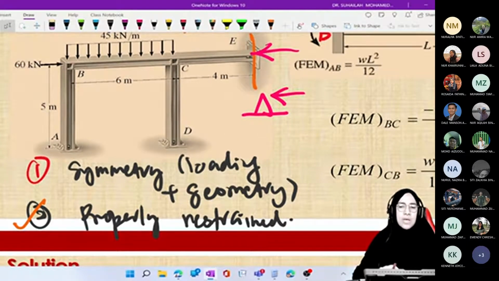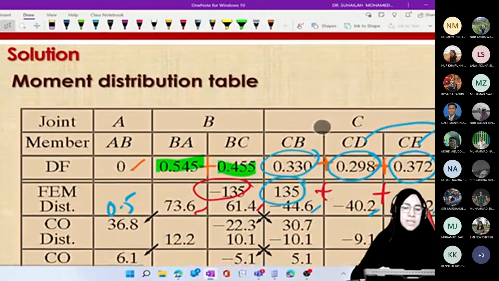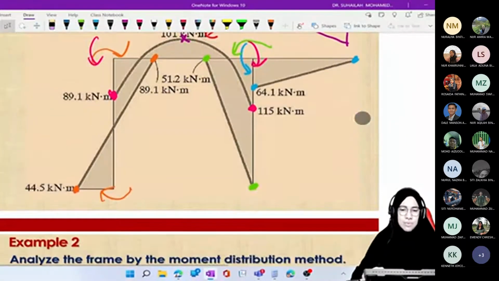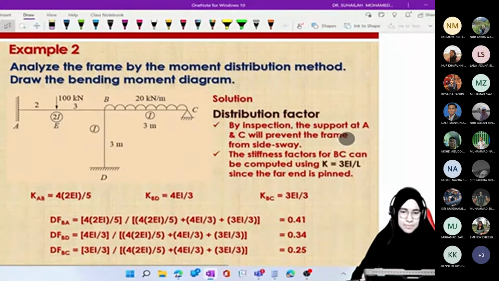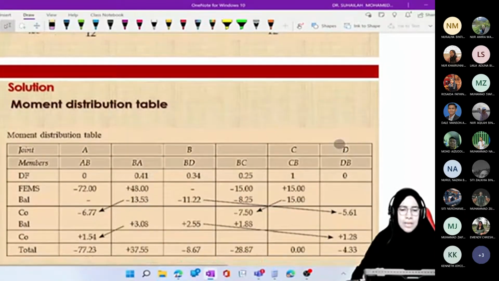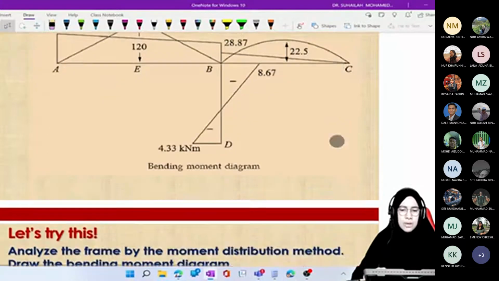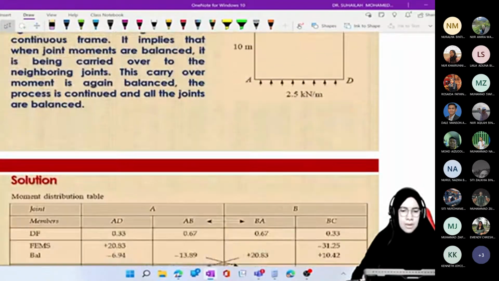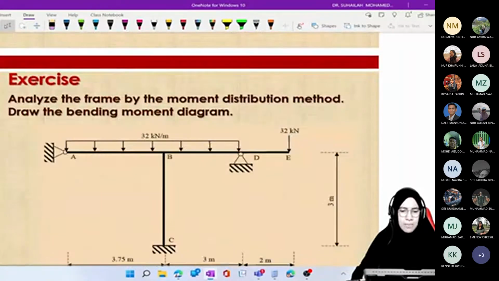So when there is no sidesway, we can analyze this frame by only considering external loading. We don't need to include the delta in the analysis. This is about the non-sidesway frame. This example you can also find in the textbook under chapter number 12. I want to skip example number 2 so you can do it on your own, because I want to move to sidesway frame analysis.